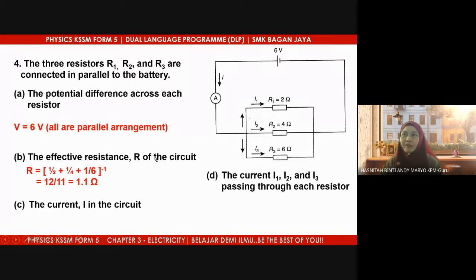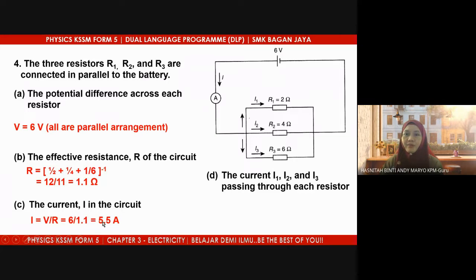Once you find the effective resistance, there is no problem for you in finding the current, either in the main circuit or in each branch. In part C, we find the current in the main circuit. The current shows here in the ammeter in the main circuit. How to find it? Again, the formula is V over R. So V is the total voltage, and this is the effective resistance.